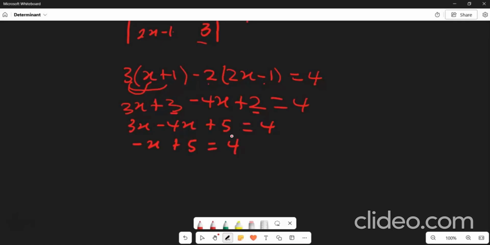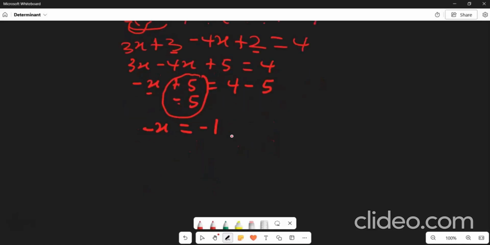We subtract 5 from both sides, so that this will go to 0 and we have only minus x here. We do the same thing on the other side: positive 5 plus minus 5 gives us 0. So you're going to have negative x equal to minus 1. Then we divide both sides by negative 1, so x is equal to 1. So in that matrix, our x is 1.